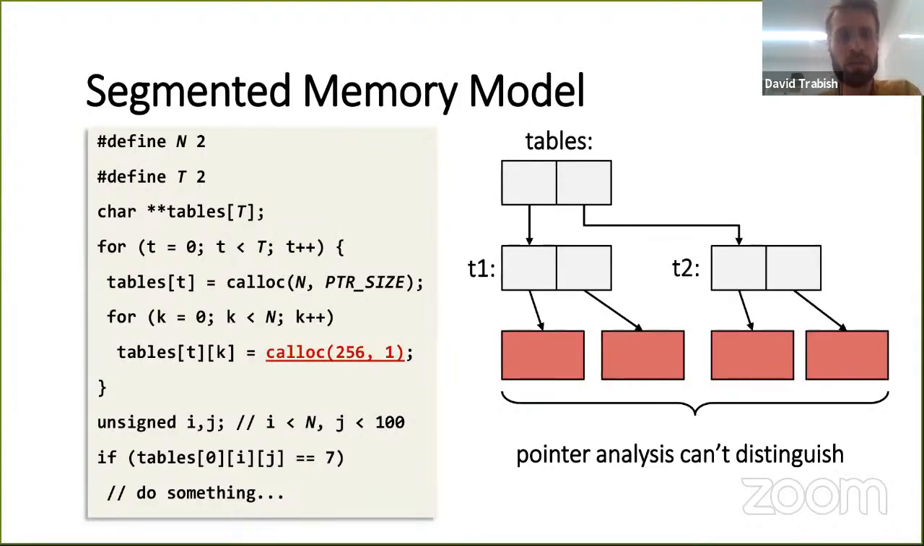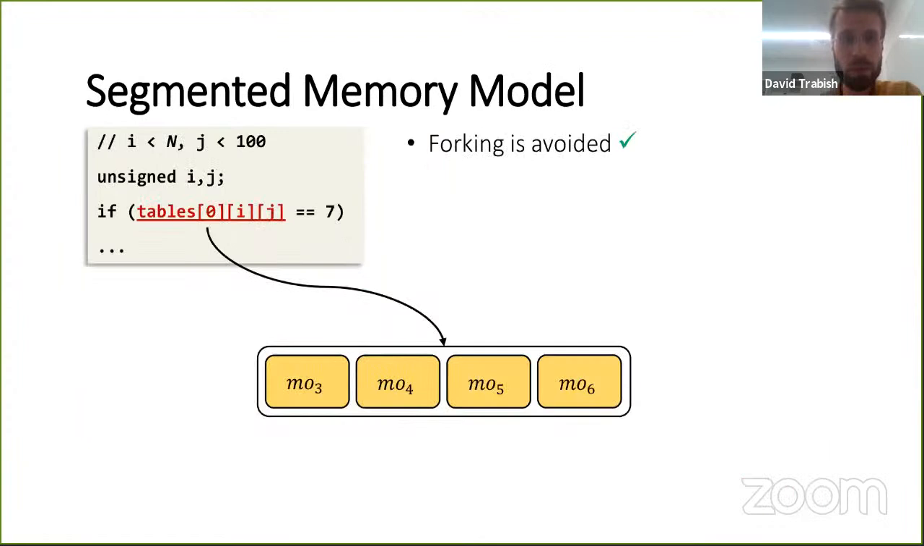So let's see how this segmented model works with our example. We have again the points-to relations on the right side that we saw before. Now from the point of view of pointer analysis, all the objects which are allocated at the red line will be abstracted by the same object. So pointer analysis cannot distinguish between the four red objects that you see on the right side. All these red objects will be mapped to the same segment. So now when we go back to our symbolic pointer, it will indeed point only to one segment, so we can avoid the forks.